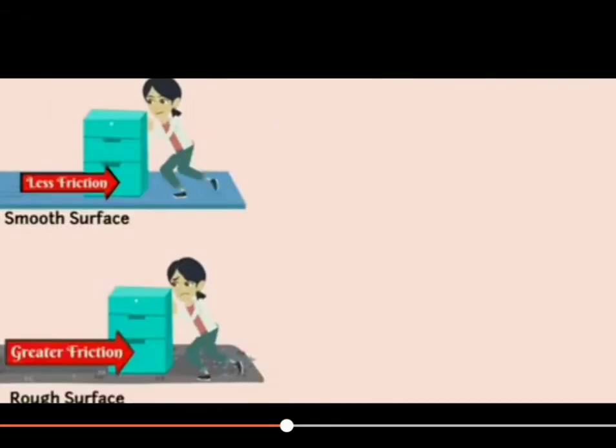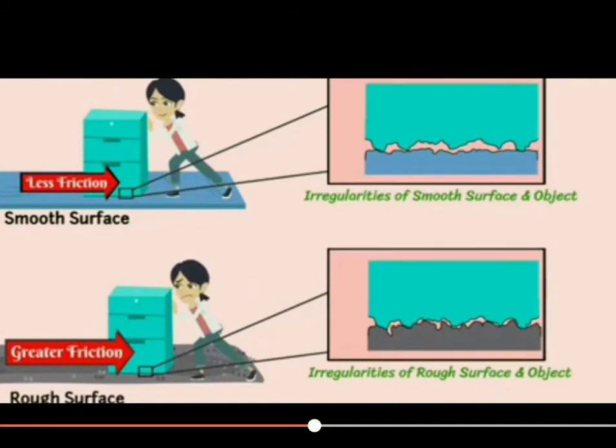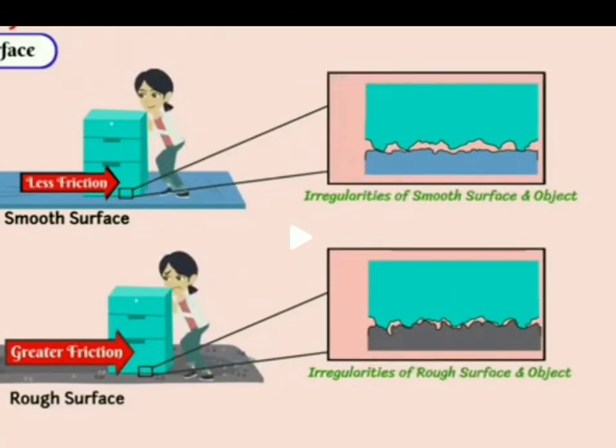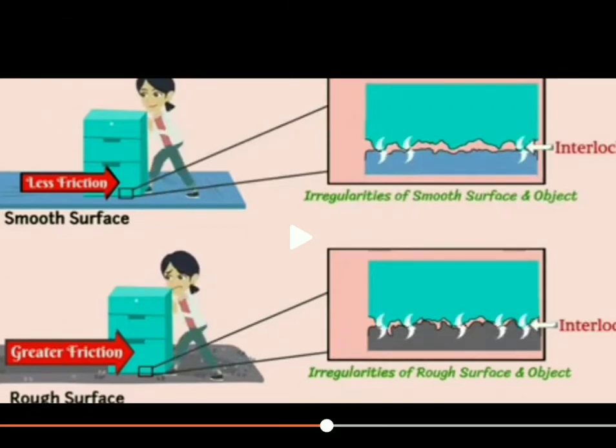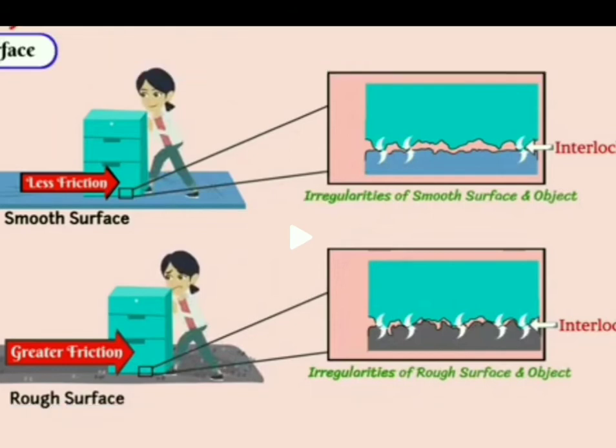So this we have seen. See, can you see the irregularities? Irregularities are interlocked, we can see, but in the first picture you can see the irregularities are not interlocked. That's why it is very easy to move. So see here, can you see the interlock? In the first picture they show us that the interlock is not more, but in the second picture down you can see the irregularities both are fixed together.